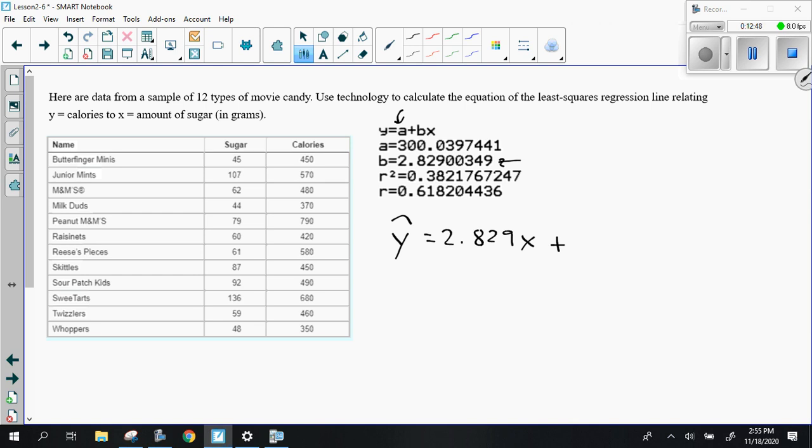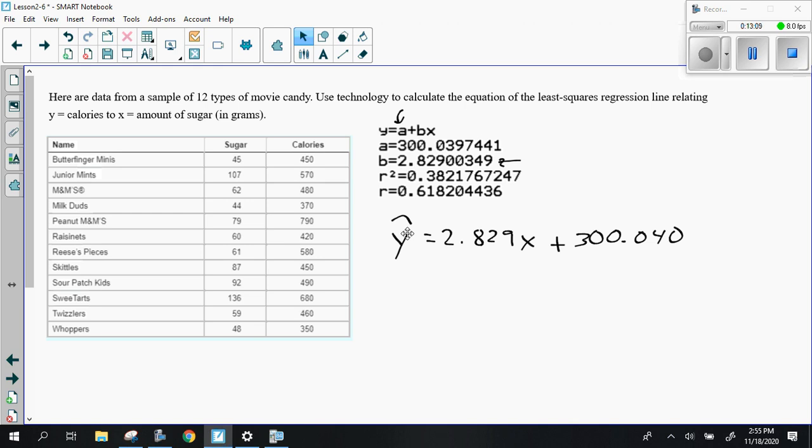And remember, anything that's not touching an x, that's always going to be your y-intercept. So it doesn't matter if I write it in a separate order, as long as, like I said, you know what your y-intercept is, which is 300.040 if I'm rounding to the thousandths place. So there you have it.